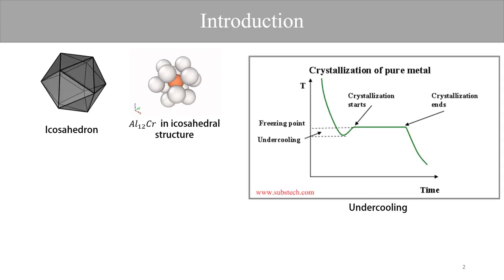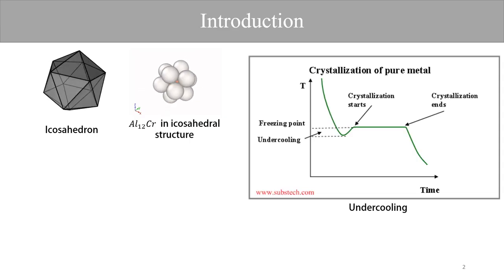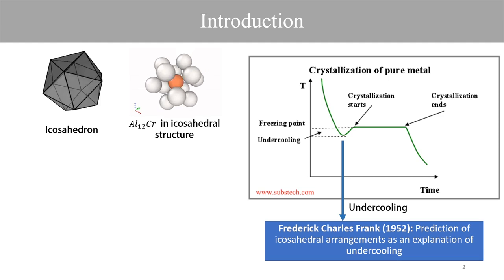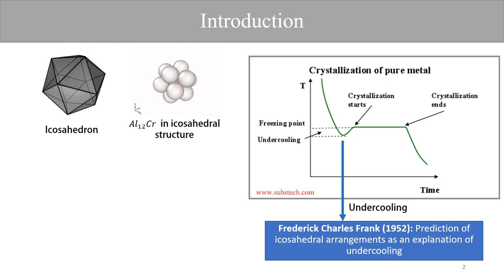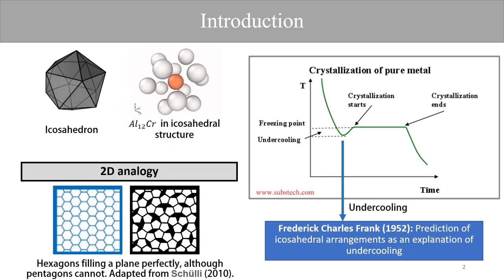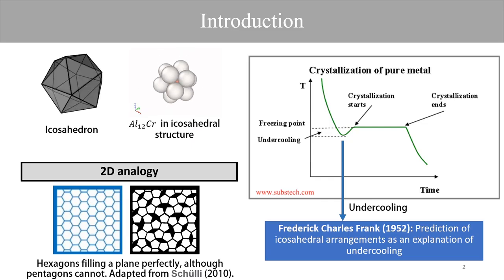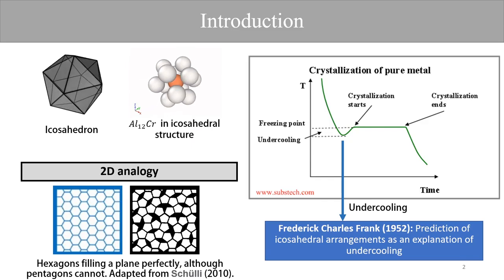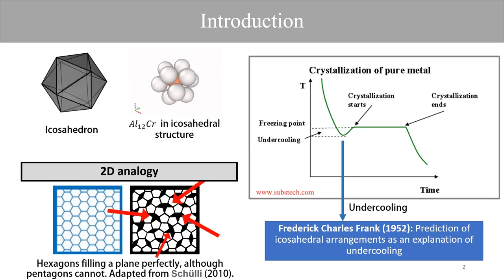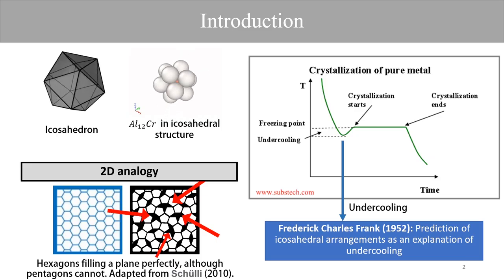The next term is undercooling, which occurs when a liquid is below its freezing point but doesn't solidify. So Frederick Charles Frank was the first one to predict the existence of these icosahedral arrangements as an explanation for undercooling. By doing a two-dimensional analogy, we can observe that atoms in an icosahedron will not line up as a periodic structure. This is due to their 5-fold symmetry, and the case is different if we take squares or hexagons, as we can see in the blue figure.